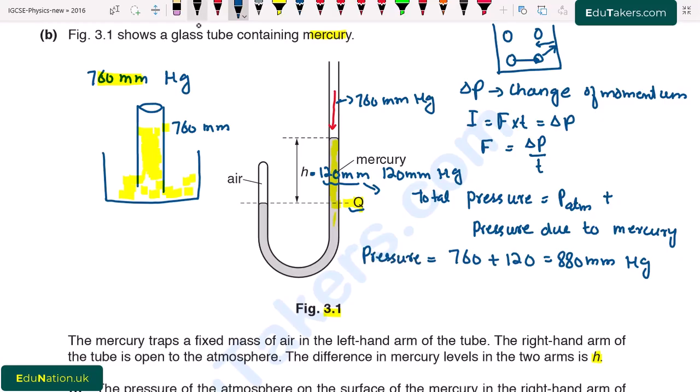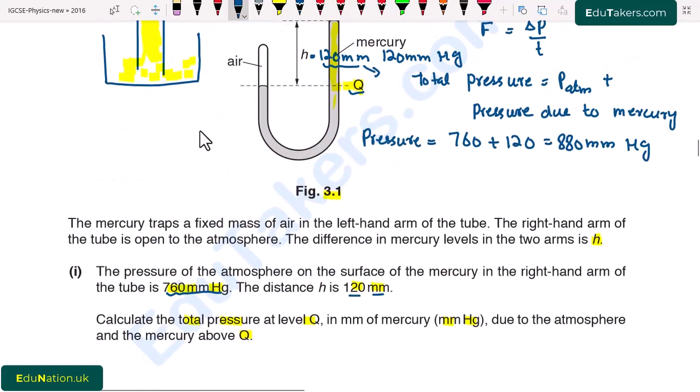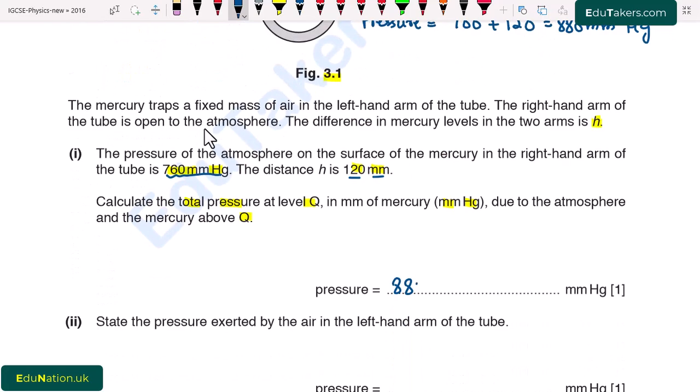So I write here, pressure is equal to 880 millimeter Hg.